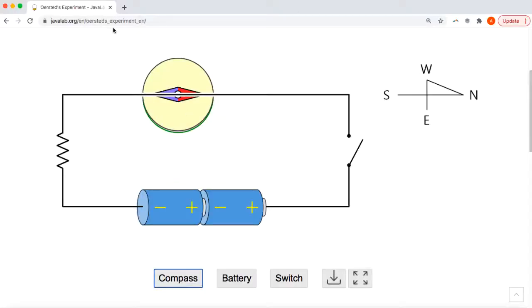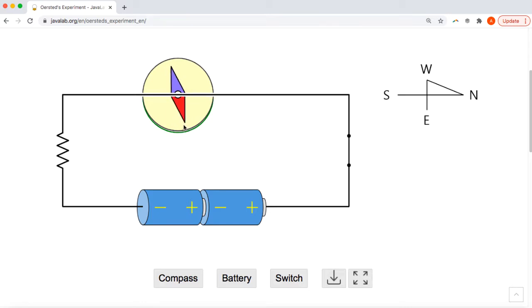So this is a simulation. You can see the URL here at the top, and right now we've got two cells connected into a battery in series in a circuit, and we've got a compass that's sitting behind or below the wire. Right now there's no current flowing through the circuit because the switch is open, and therefore the north pole of the compass points northward, as is shown here. When I close the switch, however, we see a deviation so that the north pole of the compass points downwards.